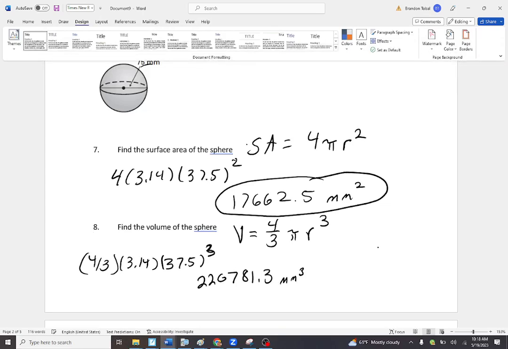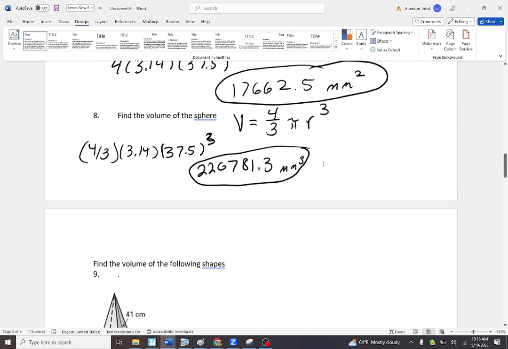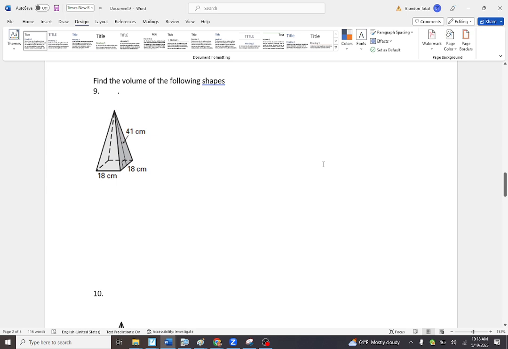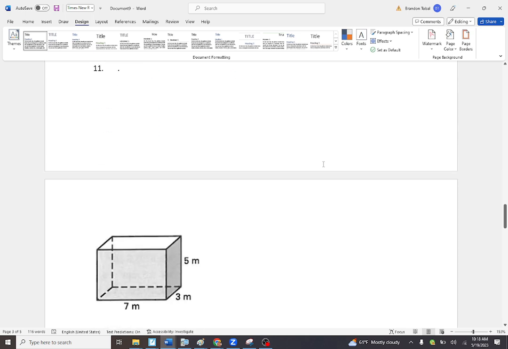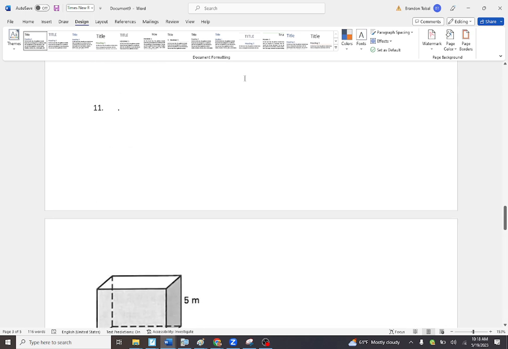I will not take off points for the units if you forget them or don't put them. I should be doing the units in general, like I'm just teaching it, but I will not grade you on that. All right, next one. The volume for the following shapes. It's a little spaced weird. Sorry about that.